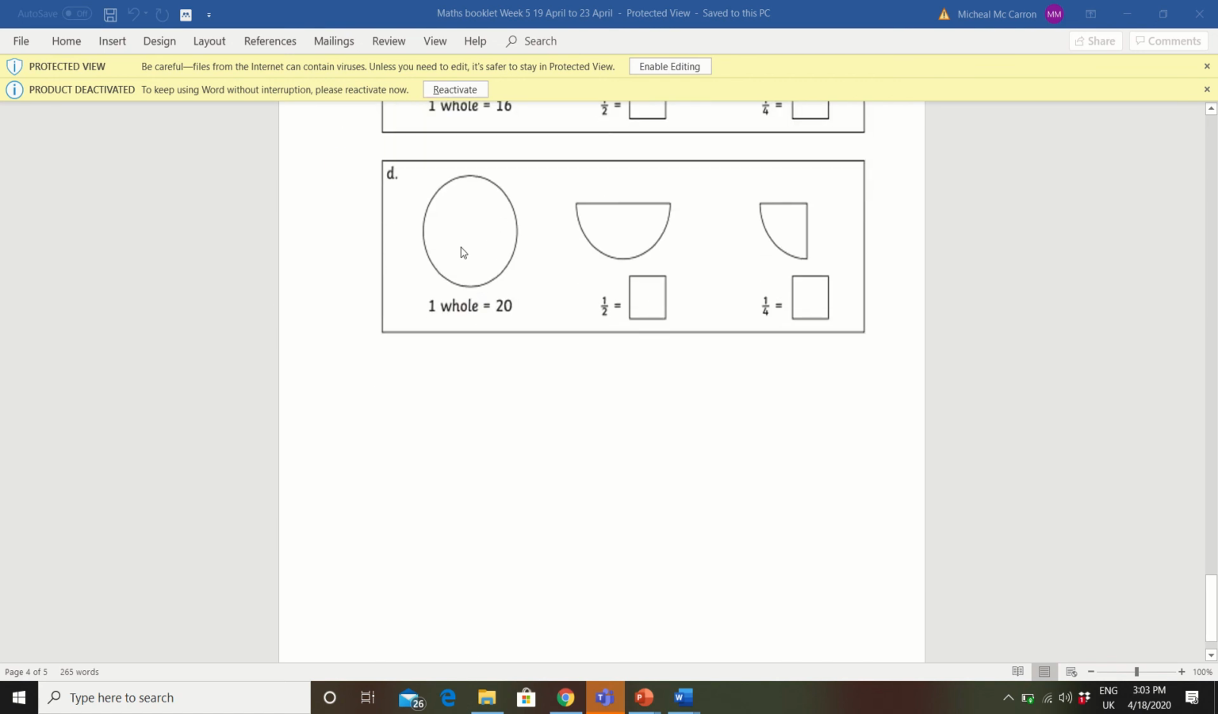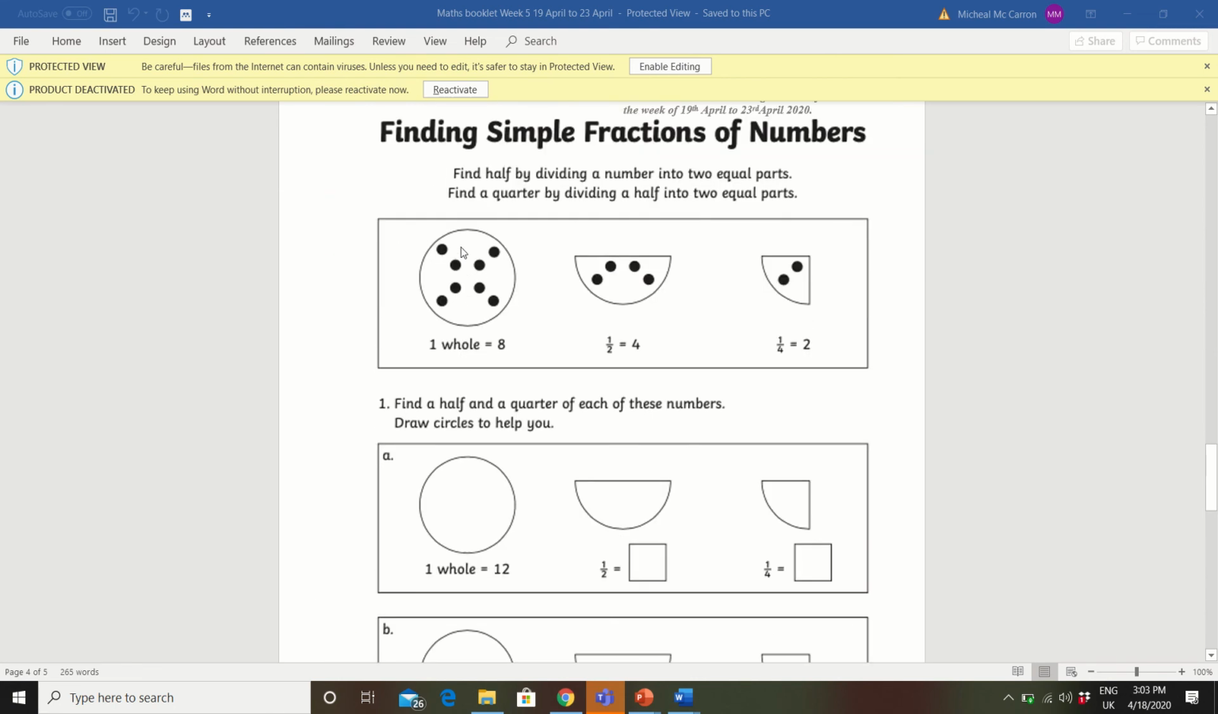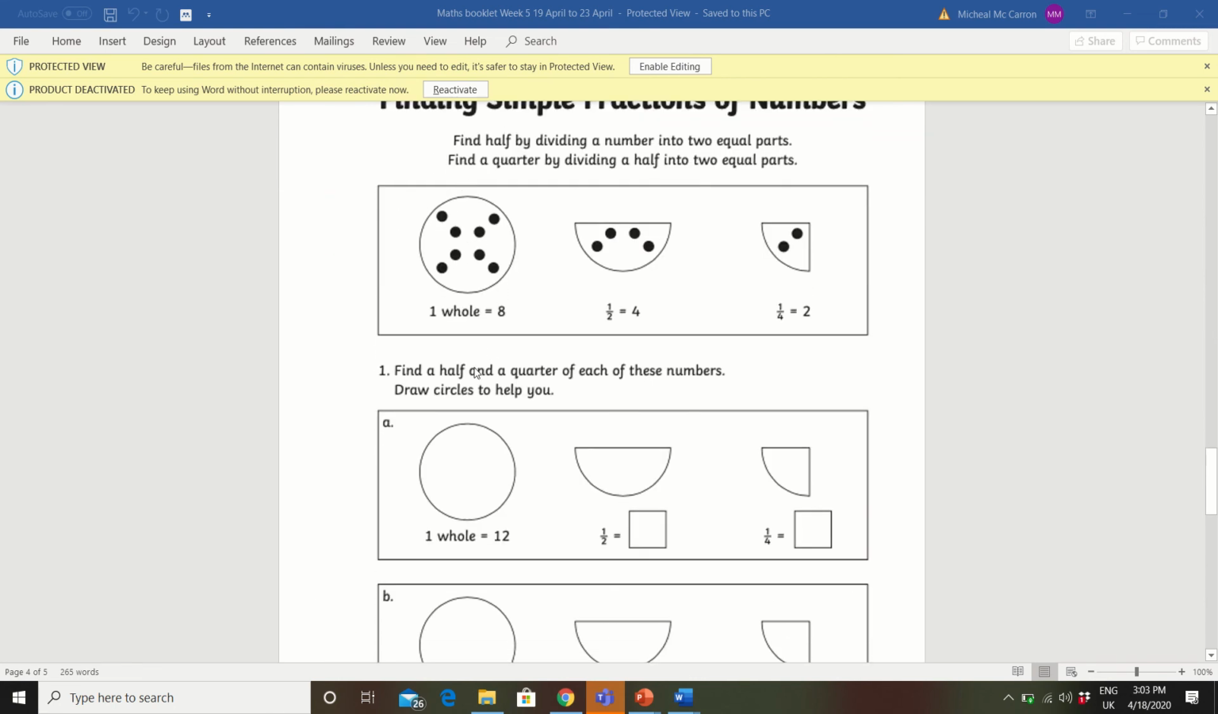And 1 whole is 20. Draw 20 circles in there. Then you can put a vertical line straight down and a horizontal line across. That way it'll be easier for you. You can just count the circles to get the half and the quarter, just like this example. Or what you can do is divide by the denominator. So 12 divided by 2 here. 1/2, the denominator is on the bottom, 2, 12 divided by 2. We get 6 for the half. Quarter here, 12 divided by 4 to get how many dots are in a quarter.